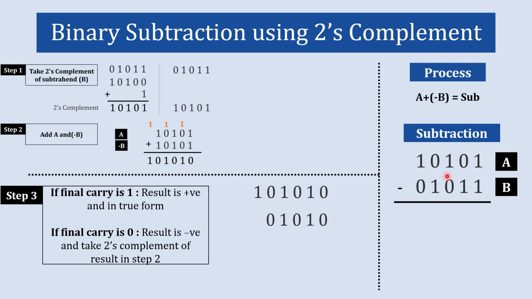answer of this subtraction. And this is to be done in which condition? Remember, when the final carry is 1, in that case the final answer is positive and in its true form. So just ignore this carry and write the remaining answer as it is, and this will be the answer of this subtraction. Now we'll just quickly verify this answer.